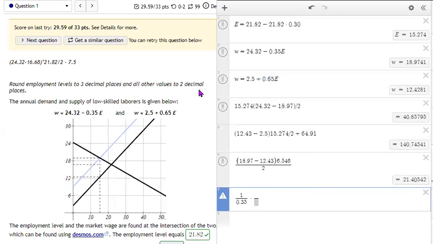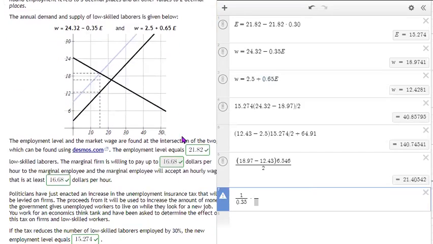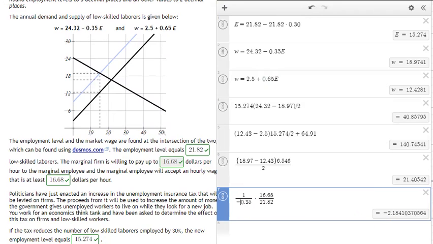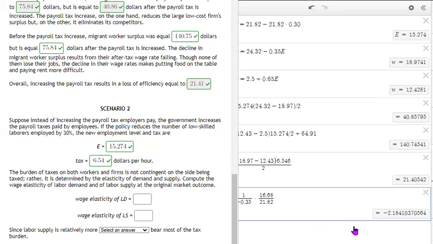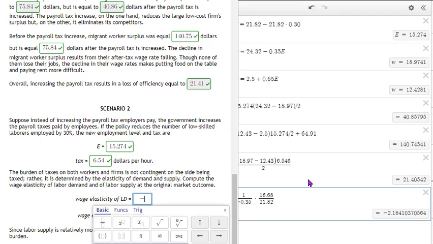Okay, and the price quantity ratio, or the wage employment level ratio, is what? The market wage initially was 16.68, right? And the employment level was initially 21.82. So labor elasticity, it's actually negative, right? Because the slope is negative. So the wage elasticity of labor demand is a negative 2.18, right?